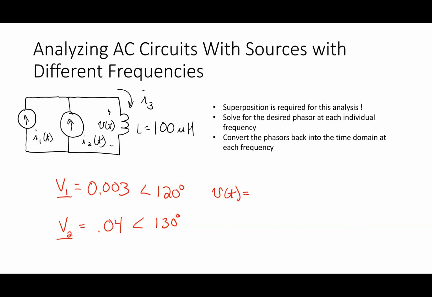Do I convert back to rectangular and come together? Not convert. I don't need to. In fact, I don't want to convert them back to rectangular. I guess I could in some ways, and then I'd have a different form for my answer. But if I'm in the time domain, I want to put it in that cosine with an angle form. So how do I get 0.003 angle 120 into the right form?